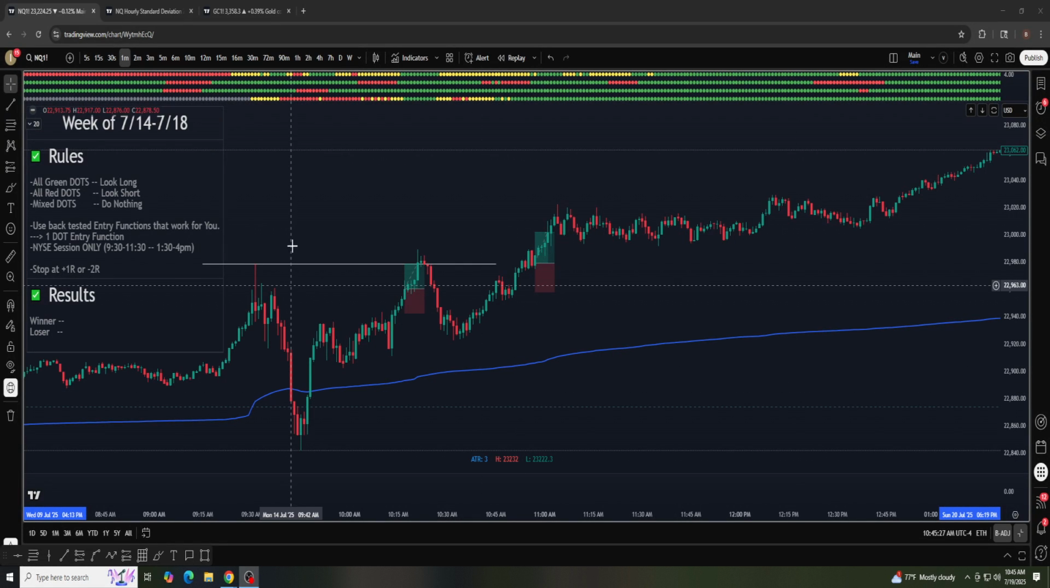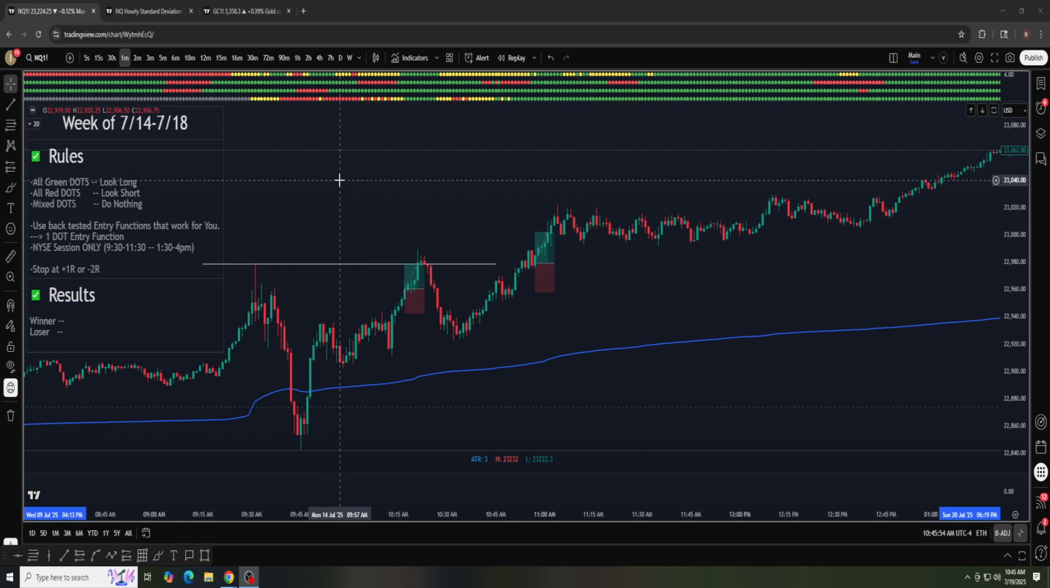This is going to be a weekly recap for the DOTS bias trading indicator for the week of July 14th to the 18th. So, very simply, I use the DOTS bias indicator as a confluence to help with intraday bias on the NASDAQ futures.